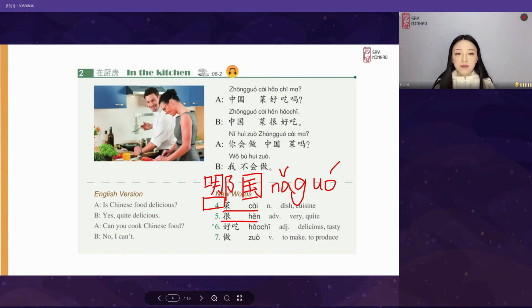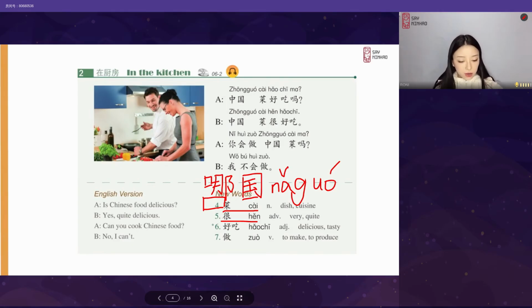Next one is 很. Read after me please, 很. It is a third tone word and it is an adverb of degree which means very, quite. So anything you want to describe the degree of, you can just put 很 before the adjective. For example 好 means good in Chinese. When I want to say very good, then I can just say 很好. I put 很 before 好, 很好, very good.